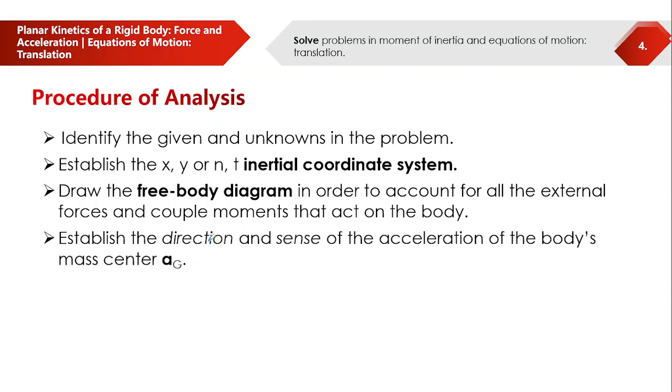Okay? Next is to establish the direction and sense of the acceleration of the body's mass center. Establish the direction and sense ng ano natin, kung asan yung positive, asan yung negative, asan yung para right, para left, para down and up. Bahala kayo kung asan yung gusto nyong sense. Basta meron kang reference sa solution mo, para maintindihan natin kung bakit nag-negative siya dito kasi ito yung inassume na sense of direction ng movement or the motion of the body.